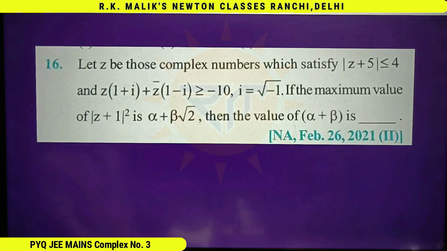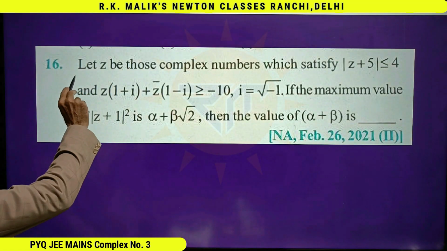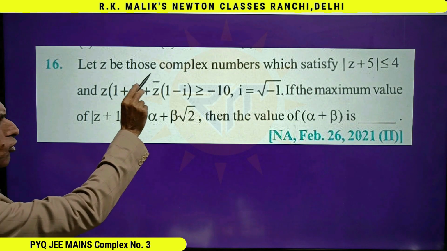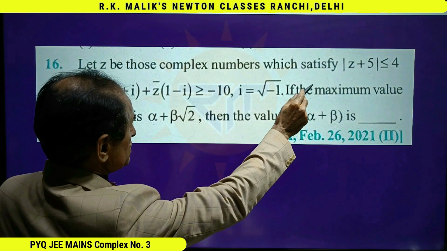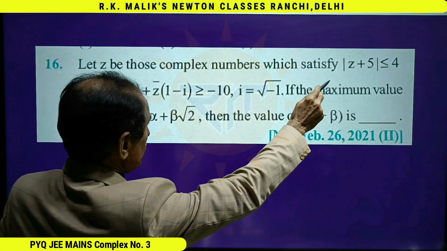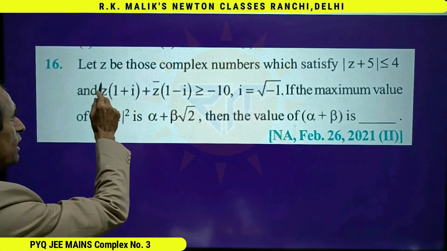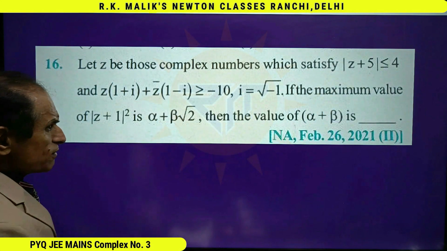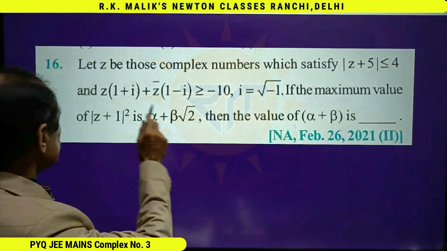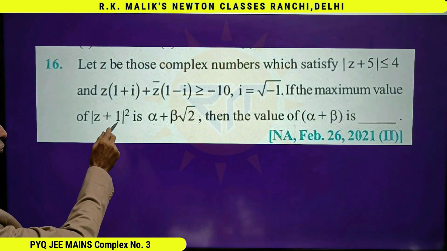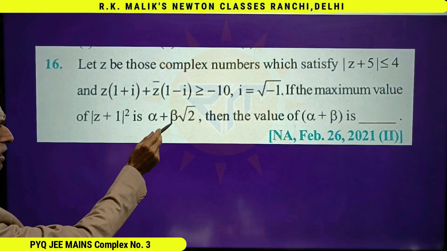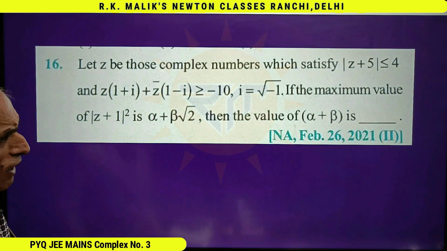In this question, it is given to us that let z be those complex numbers which satisfy mod of z plus 5 less than or equal to 4, and this condition. If the maximum value of mod of z plus 1 whole square is alpha plus beta root 2, then the value of alpha plus beta is.